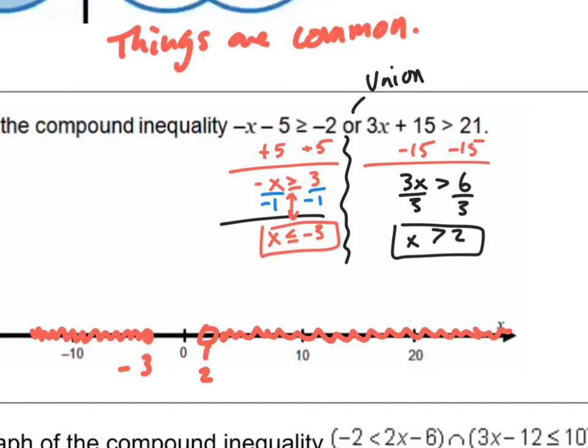So if it doesn't have the line under it, then it's going to be an open circle? So this means closed circle, and this is open.